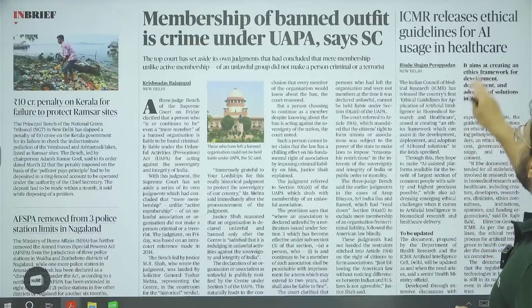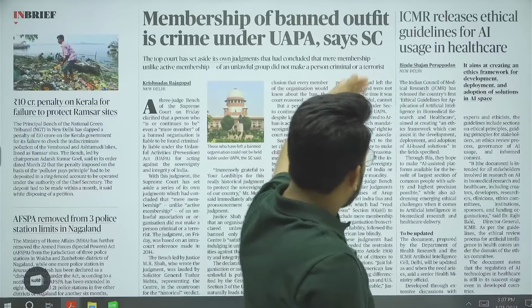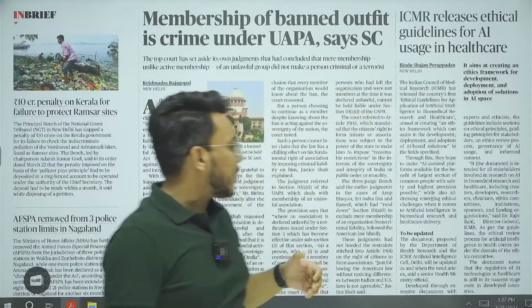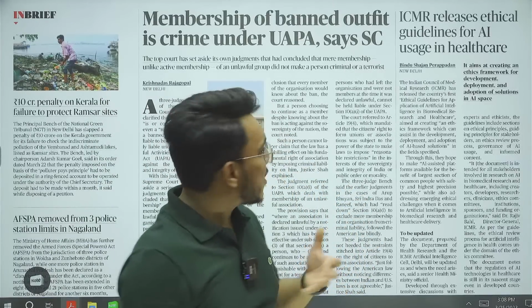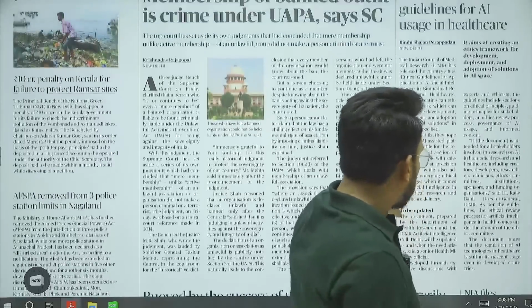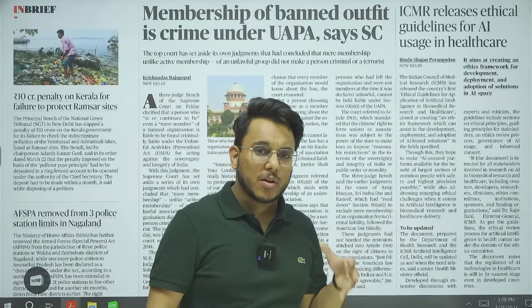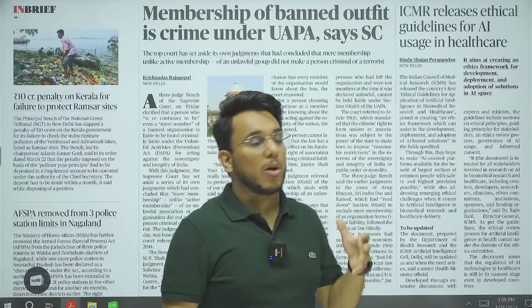Then, ICMR releases ethical guidelines for AI usage in healthcare. Now guys, understand this particular thing. Here it has been provided by the ICMR that artificial intelligence is now being used in governance and in healthcare. In this direction, a document has been released which largely focuses on the idea that artificial intelligence should only be used for the welfare of the people.